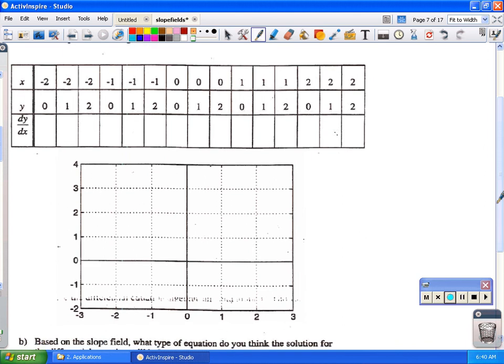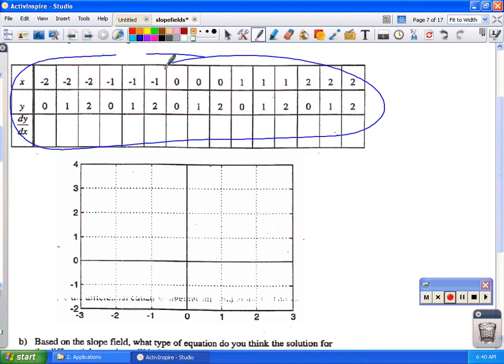So I'm going to ask you, in addition to these values that they give you in this table, to put a little tangent segment at every point on this entire grid. So you can make your chart longer. Instead of negative 2, 0, I want you to do negative 2, negative 1, negative 2, negative 2, negative 3, negative 1, negative 3, negative 2. I want you to put a little tangent segment at every value.